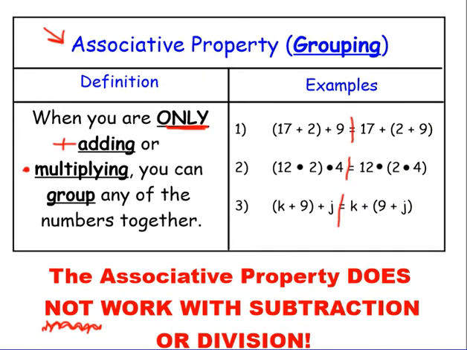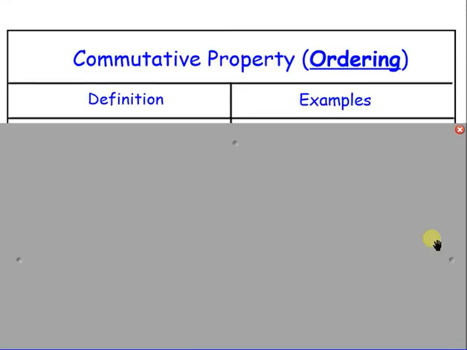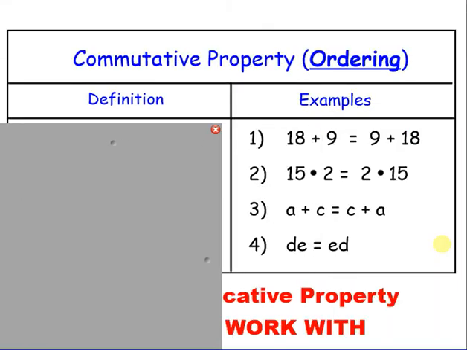All right, let's look at the next property. So the next property is the commutative property. And again, let's look at the examples first. And this one is also called the ordering property. 18 plus 9 equals 9 plus 18. What did they do there? If you're thinking, oh, they just flipped the numbers around, you're right. 15 times 2 equals 2 times 15. Same thing, they flipped the numbers around. A plus C equals C plus A.